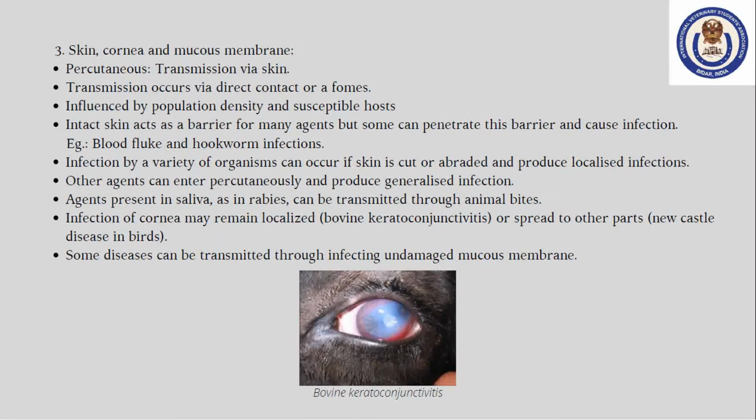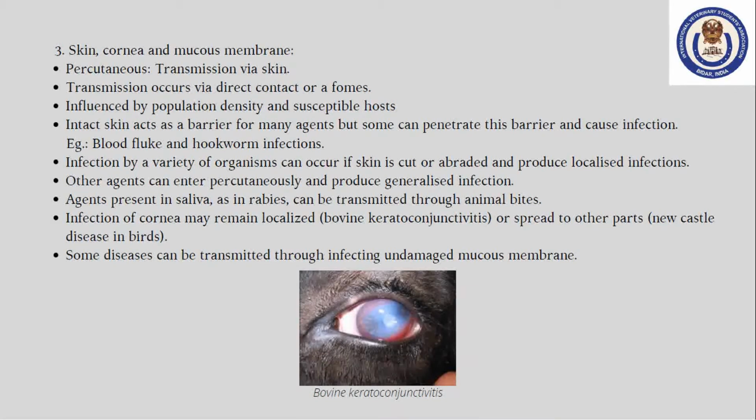Infection by a variety of organisms occurs if the skin is cut or abraded, and this produces localized infection. That is, the infection is restricted to a particular area. Other agents enter percutaneously and produce generalized infections. Agents present in saliva, as in the case of rabies, can be transmitted through animal bites.